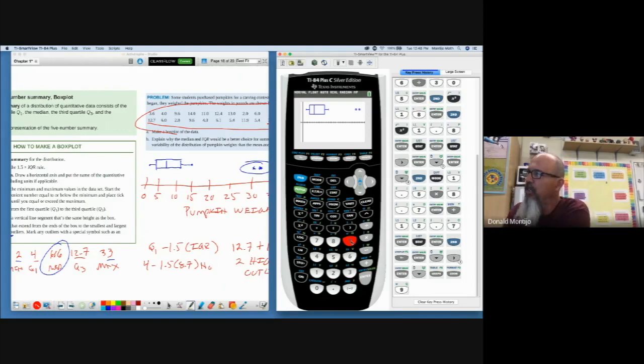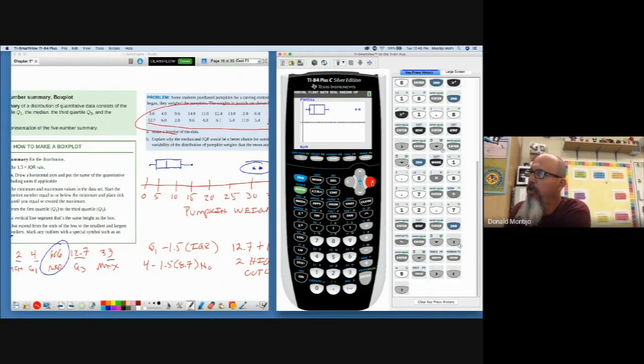If I would like to know the values of these, I can hit trace. And it tells me minimum is 2. I arrow over. Q1, oh, that's 4. I arrow over. Median, oh, that's 6.6. I arrow over. Q3, oh, that's 12.7. I go over again. That dot stopped at 15. That's the largest value that's not an outlier. I arrow over. Oh, my first outlier on the high side is 31. I go one more time, and my second outlier on the high side is 33.